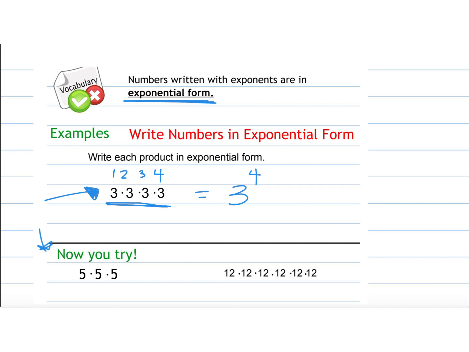5 times 5 times 5 is a base of 5 to the third power, or 5 cubed. And then we have 12 times 12 times 12 times 12 times 12 times 12. So 1, 2, 3, 4, 5, 6 is going to be 12 to the sixth power.